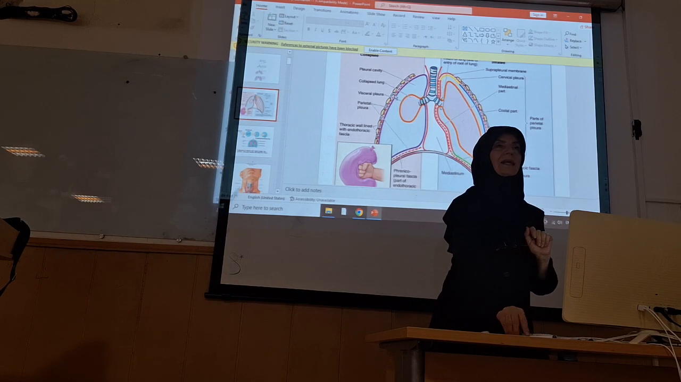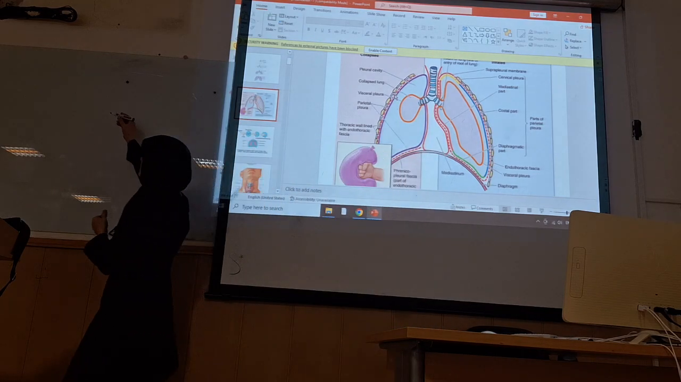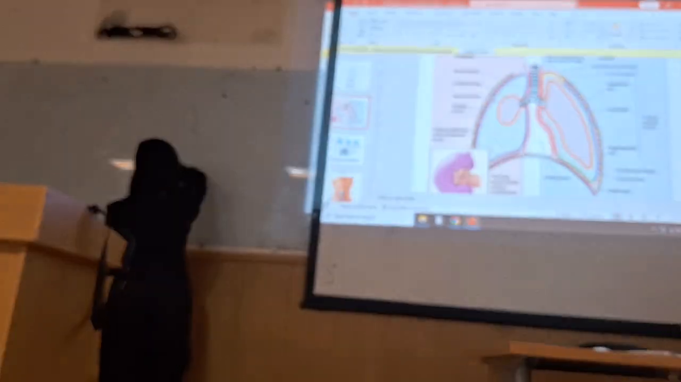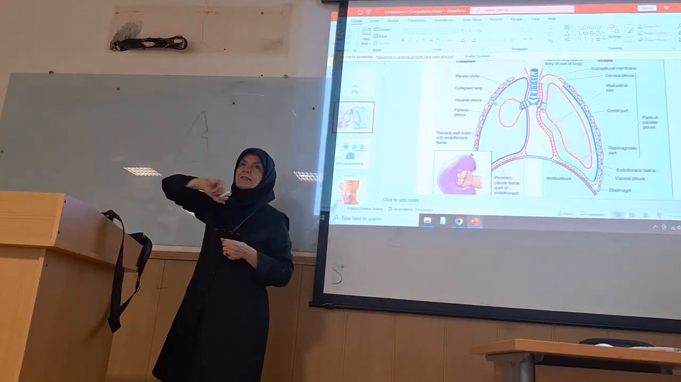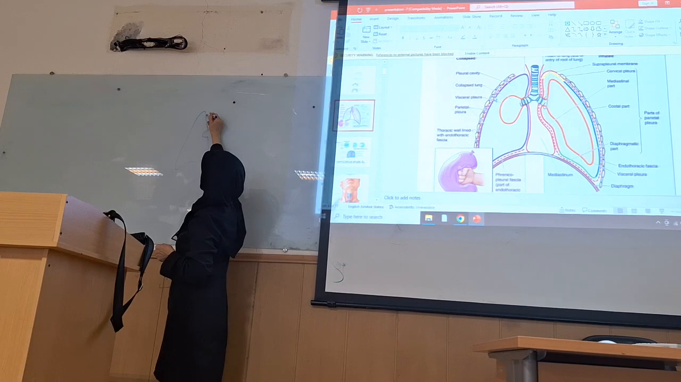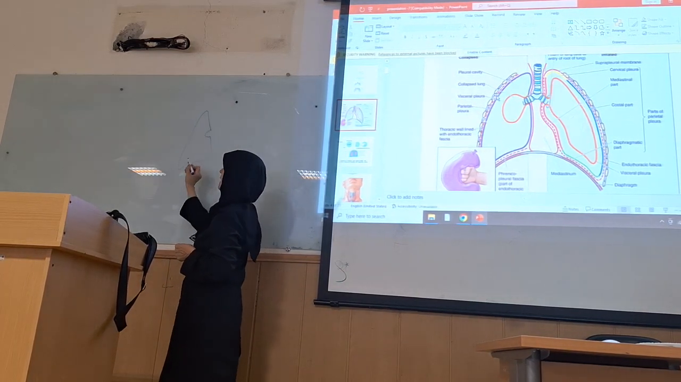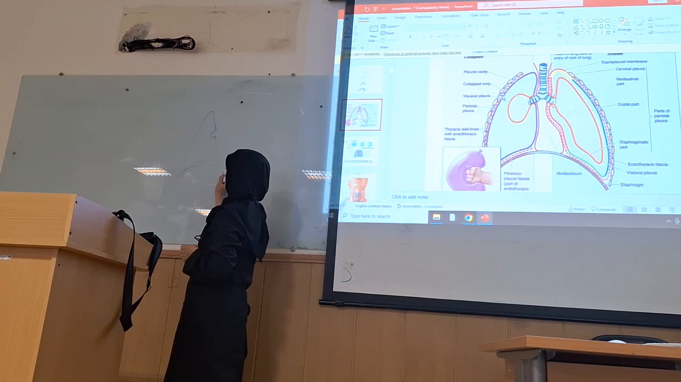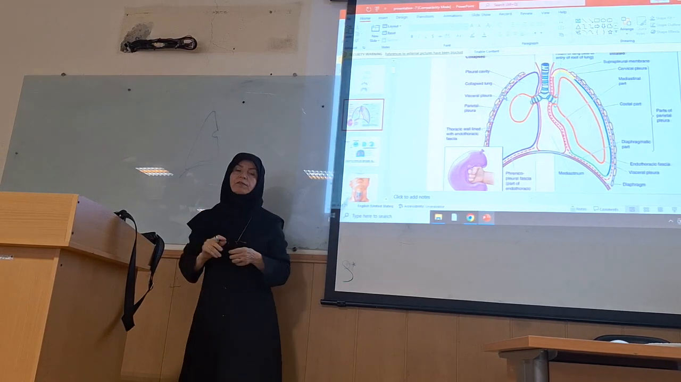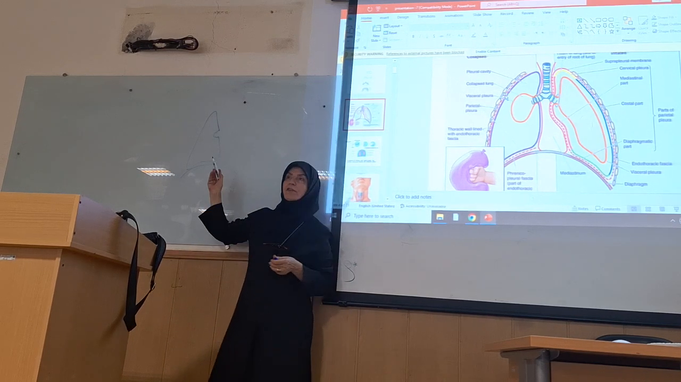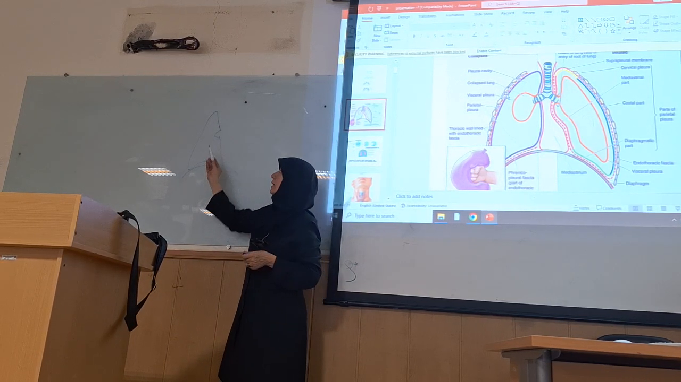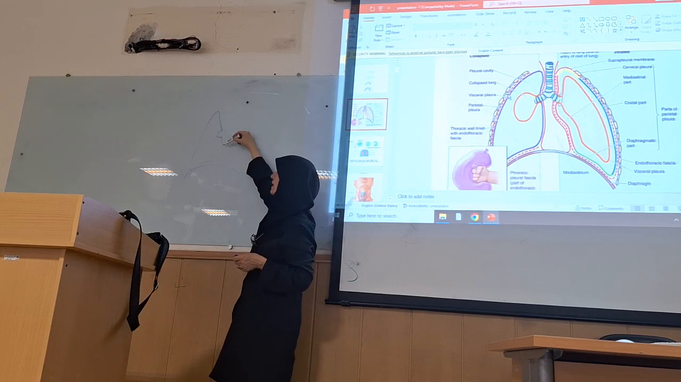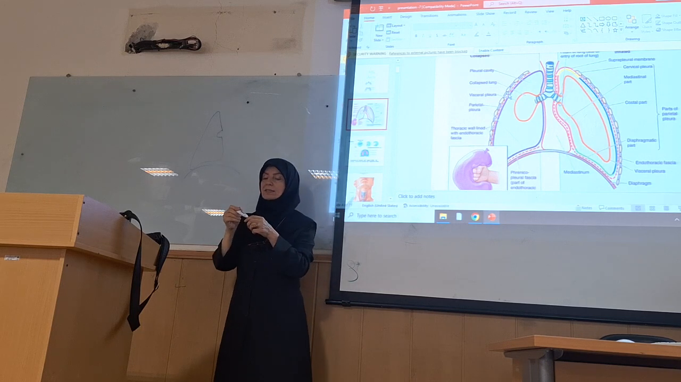You only need to know that here we have the lungs, and each lung consists of some surfaces. Here is the apex of the lung. Here is the base of the lung. Because this surface of the lung is near the diaphragm, you can call it the diaphragmatic surface. Here is the costal or lateral surface, and here is the medial or mediastinal surface.